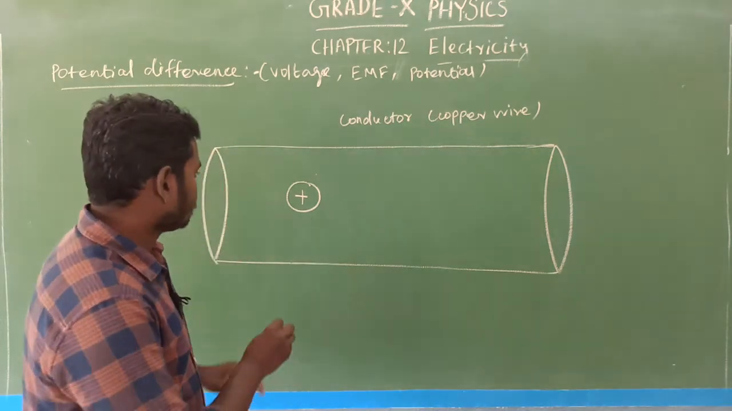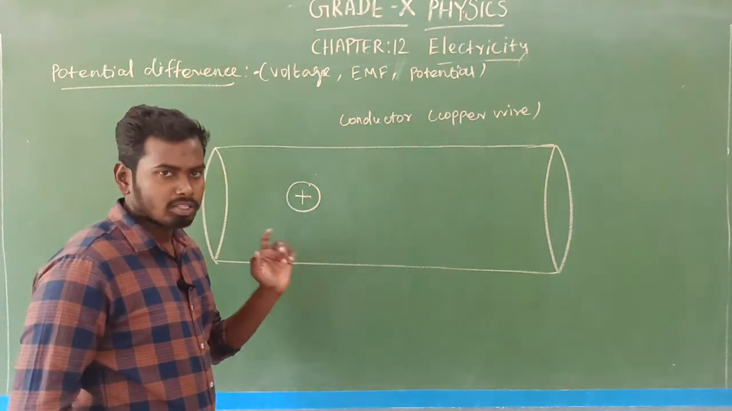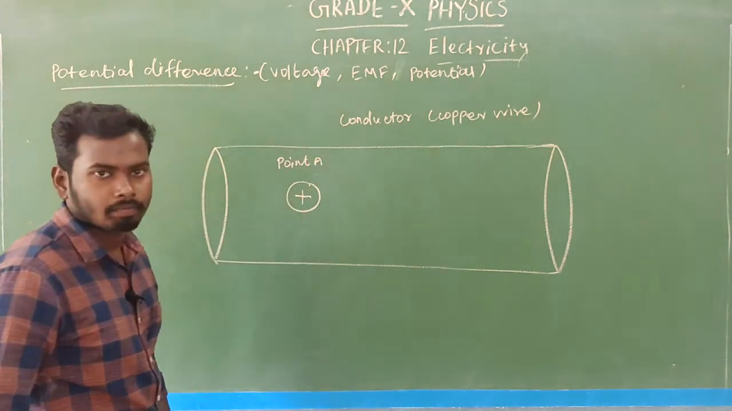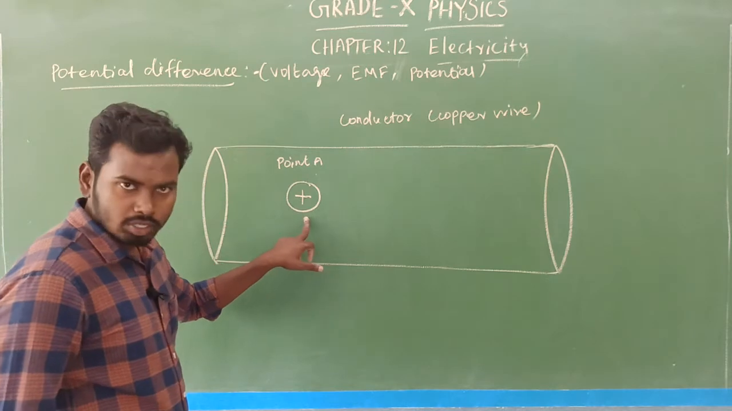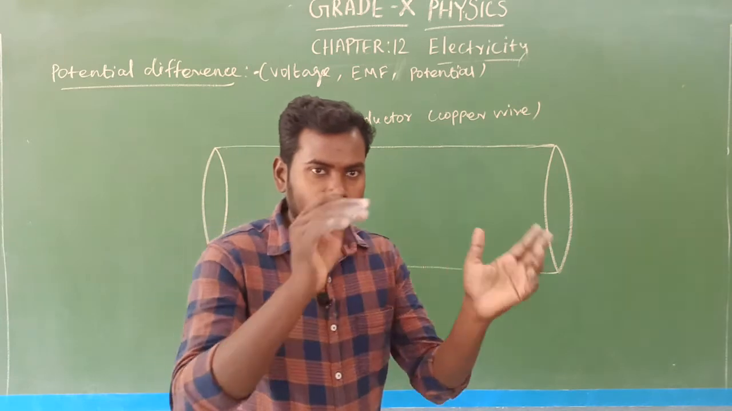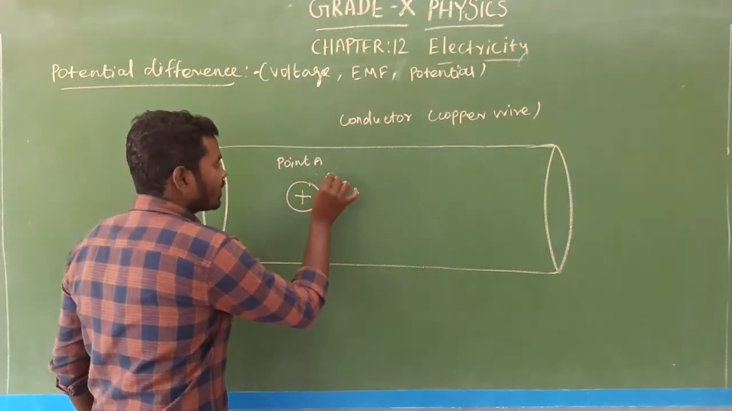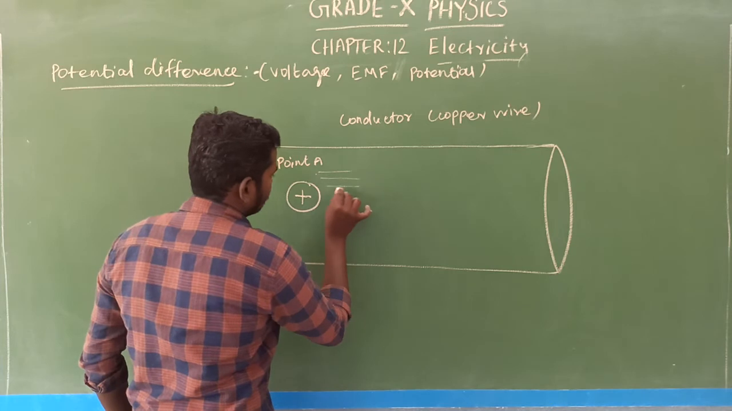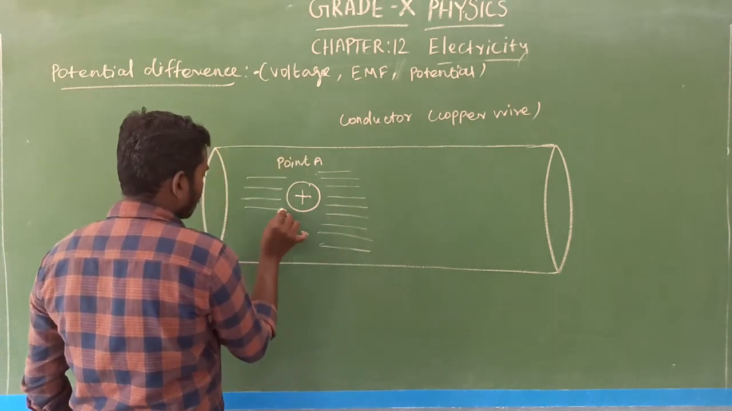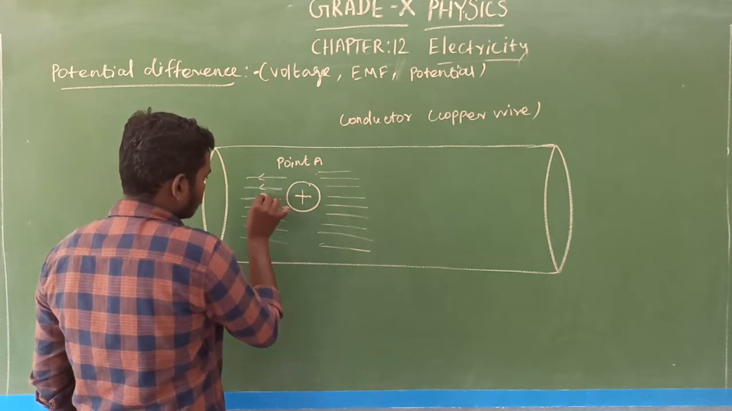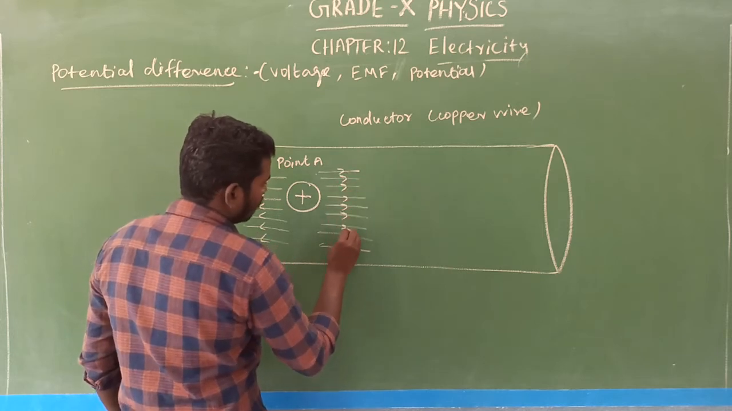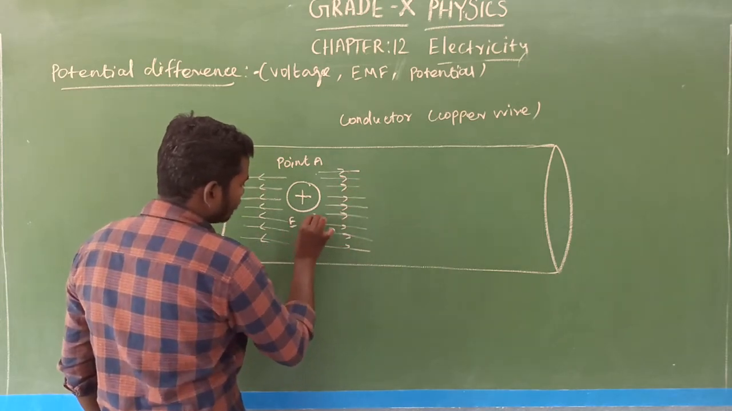Look here. Consider the positive charge placed at point A. Whenever a charge is there, it creates an electric field around it. Am I right or wrong? Yes. It creates an electric field around it in all directions like this. This is the electric field.